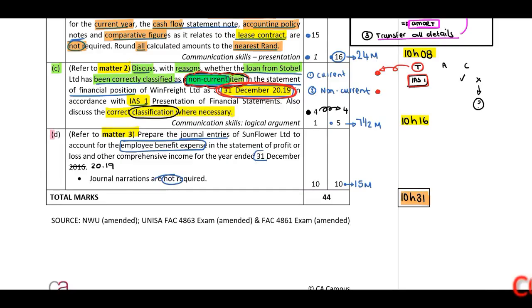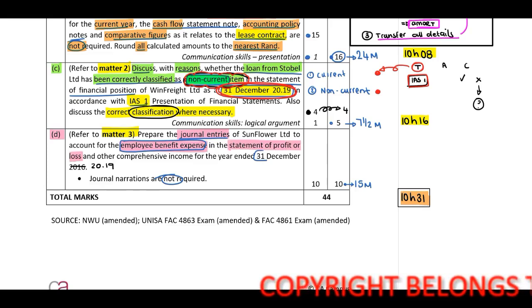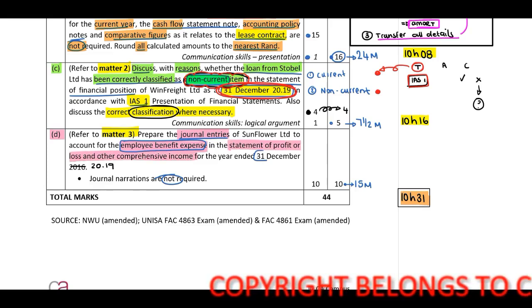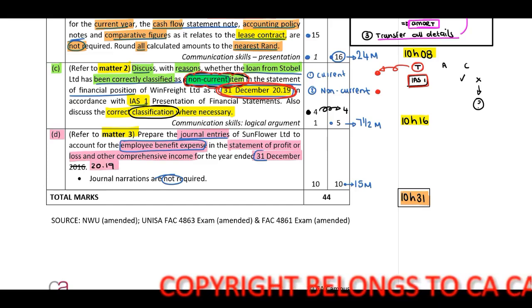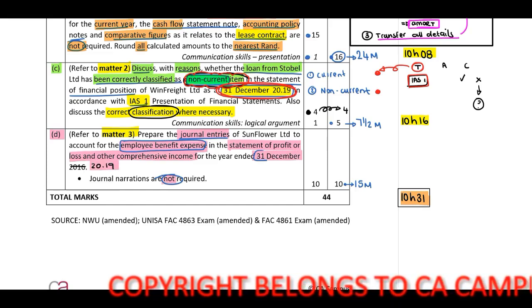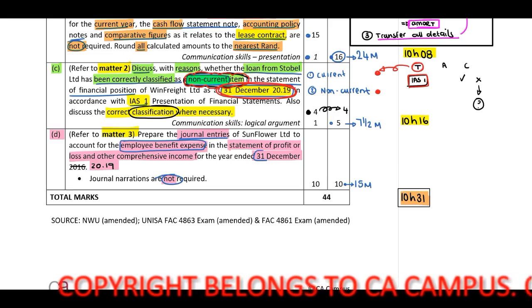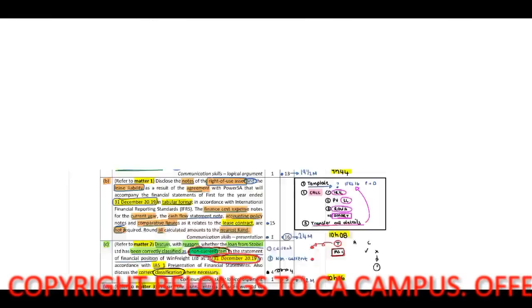Part D, refer to matter 3. Prepare the journal entries of Sunflower Limited to account for the employee benefit expense in the statement of profit or loss and other comprehensive income for 31 December 20.19. Journal narrations are not required. 10 marks.